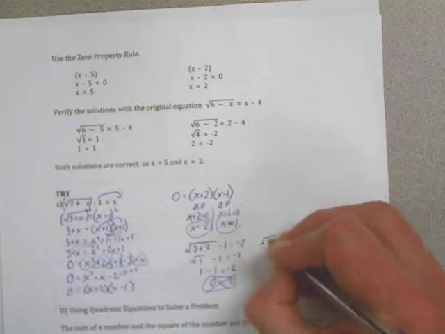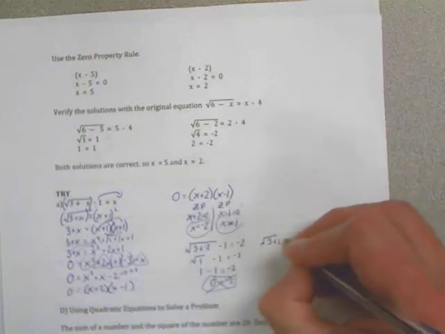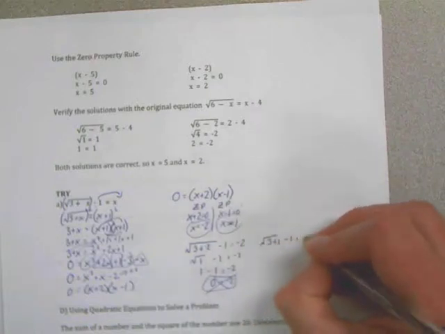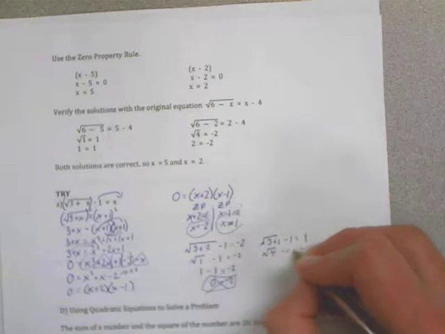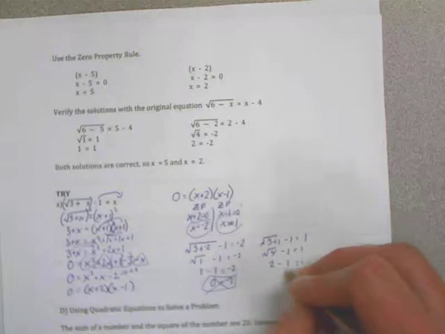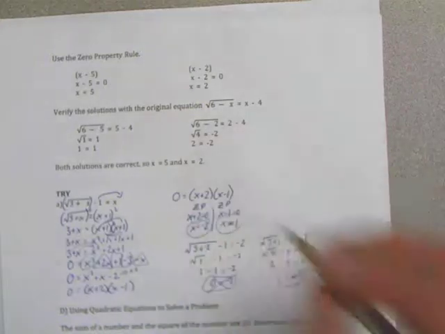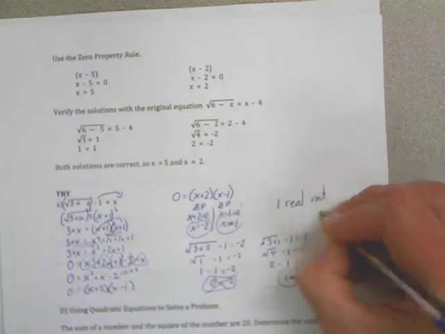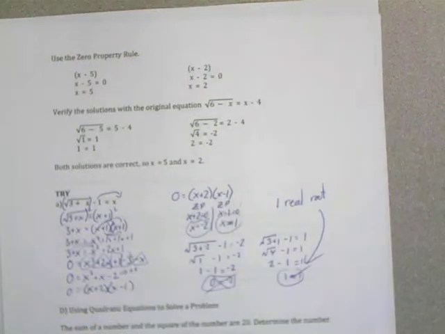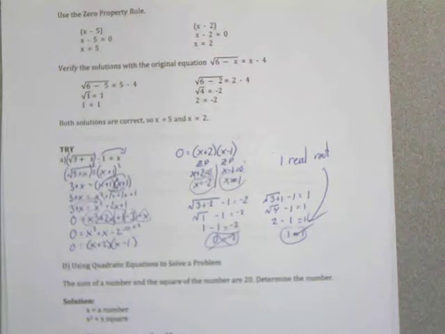The square root of 3 plus 1, minus 1, is equal to 1. Square root of 4 minus 1 is equal to 1. Square root of 4 is 2, so 2 minus 1 is equal to 1. So that one works. So this one only has one real root, and that's this one, D.